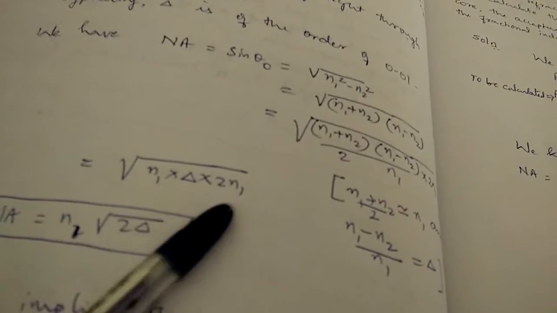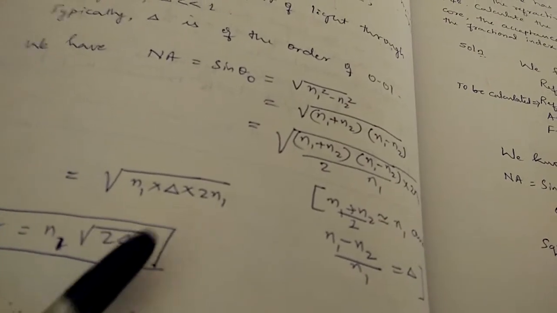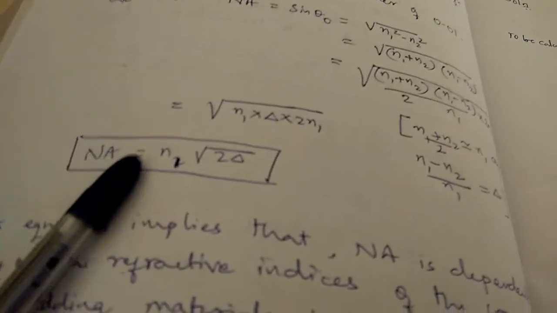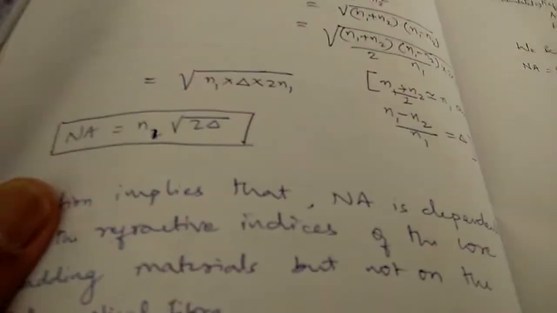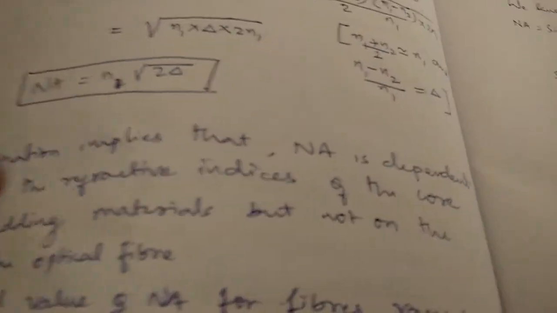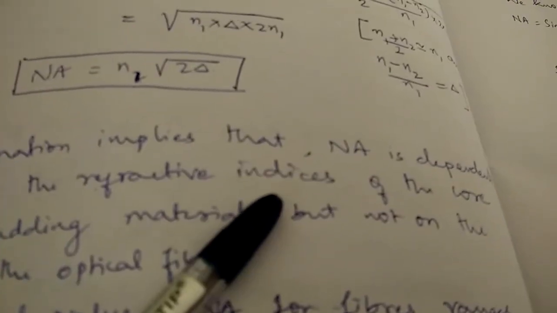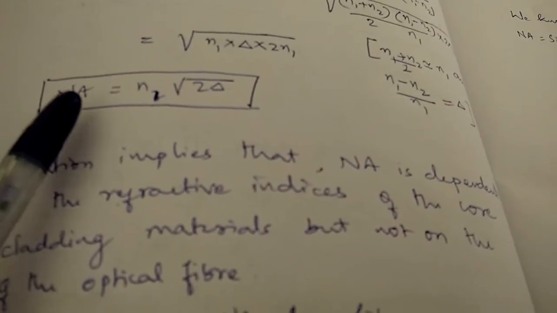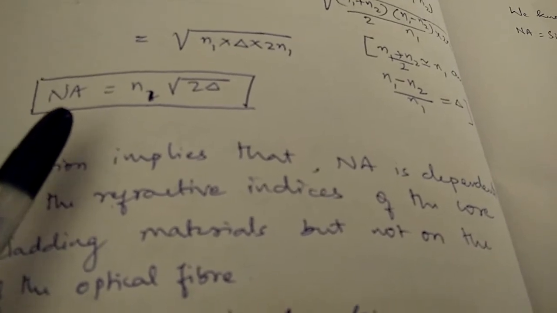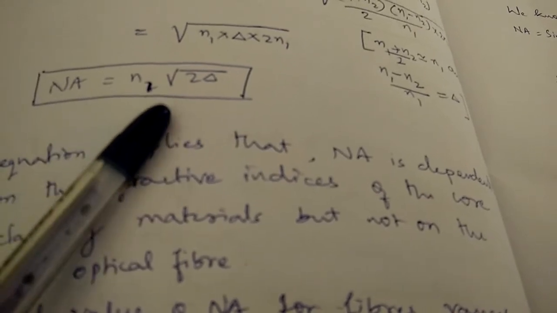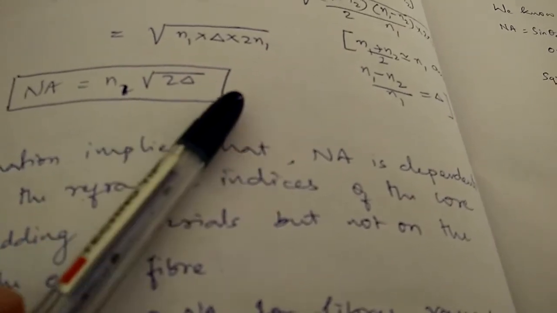So that becomes root of n1 into delta into 2n1. Root of n1 square, you can take n1 outside, so n1 root of 2 delta. So NA is directly proportional to the square root of fractional refractive index change. This equation implies that NA is dependent only on the refractive indices. What is NA? NA is root of n1 square minus n2 square. It depends only on the refractive indices, or it is given by n1 into root of 2 delta. Delta is n1 minus n2 by n1. So all are refractive indices only.